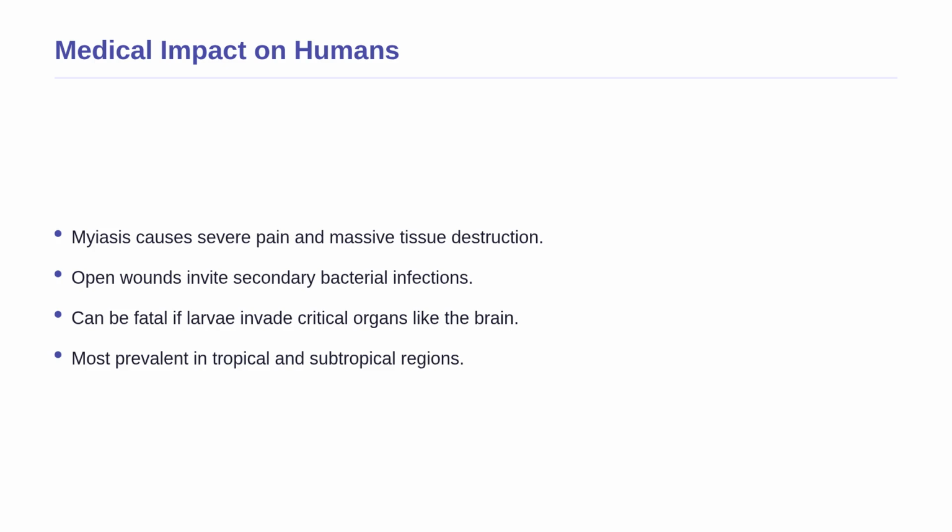Understanding these classifications leads us to ask, why is this so important? The answer lies in the massive medical impact myiasis has, especially in tropical and subtropical regions of the world. In human medicine, an infestation is not just uncomfortable, it causes severe pain and massive tissue destruction, as the larvae literally eat the host alive. Furthermore, the open lesions they create are perfect entry points for secondary bacterial infections. In extreme cases, if the larvae manage to invade deep tissues or critical organs like the brain, the condition can absolutely be fatal. It is a serious medical emergency.